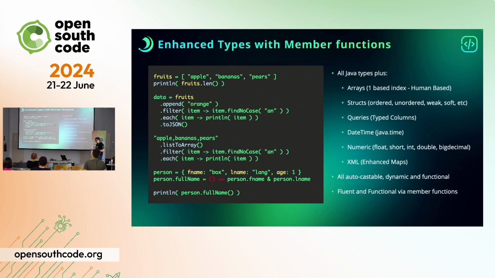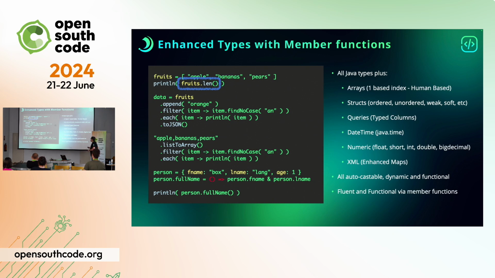Let's talk about types. All the Java types are available to you. Everything in Java is available. However, we've enhanced a few of them. For example, arrays with a lot of fluent and human functions. We have structures, which basically are maps, but case insensitive. If you want case sensitivity, you can. They can be ordered, they can be weak, soft, etc.